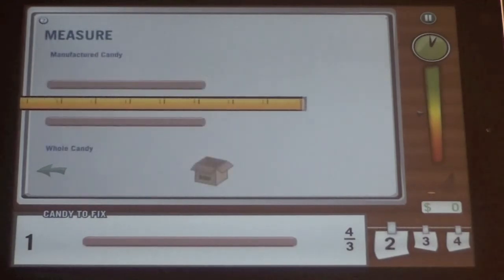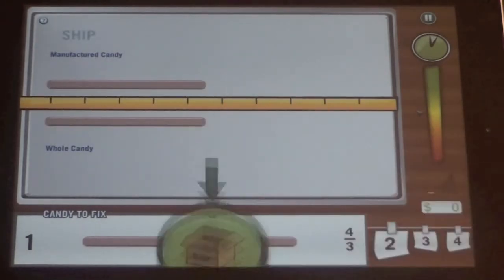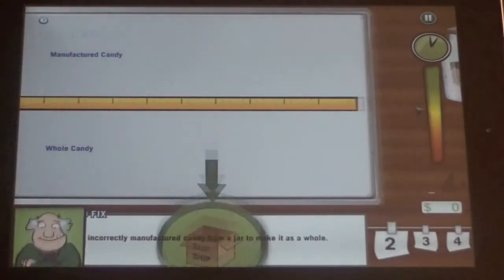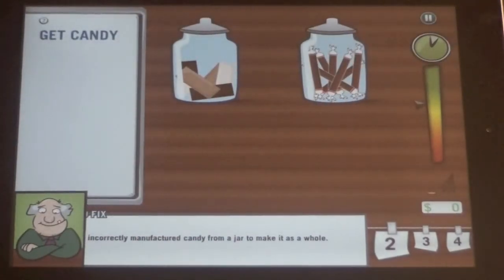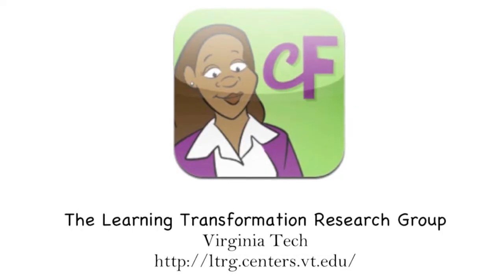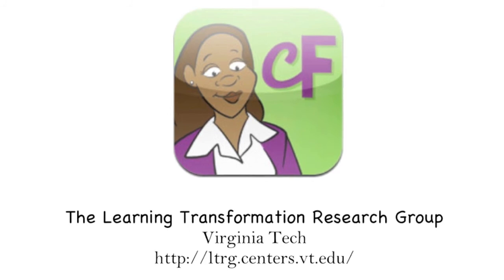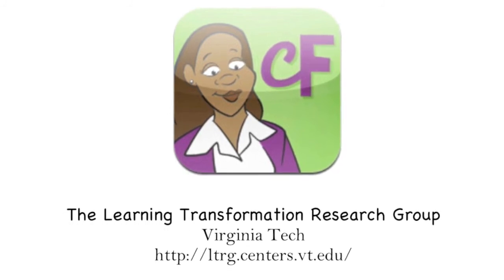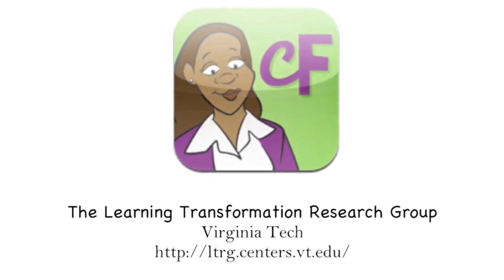The 5 levels of Candy Factory represent 5 stages of development along a hypothetical learning trajectory for fractions. Each level provides opportunities for assessing students' ways of operating with and conceptualizing fractions. In fact, success at each level requires more and more sophisticated schemes and concepts.